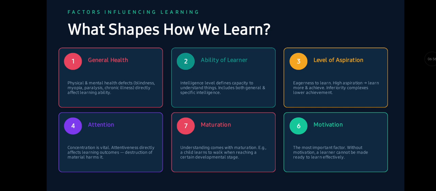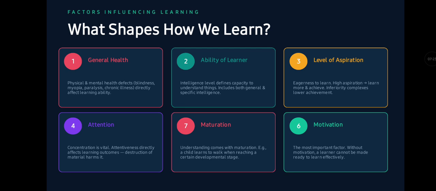We'll go through factors influencing learning. What shapes how we learn? First, general health. Physical and mental health defects, that is blindness, myopia, paralysis, chronic illness, directly affect learning ability. Second, ability of learner. Intelligence level defines capacity to understand things, includes both general and specific intelligence. Third, level of aspiration. Eagerness to learn, high aspiration, learn more and achieve. Inferiority complexes lower achievement. Fourth, attention. Concentration is vital. Attentiveness directly affects learning outcomes. Distractions of material harms it.